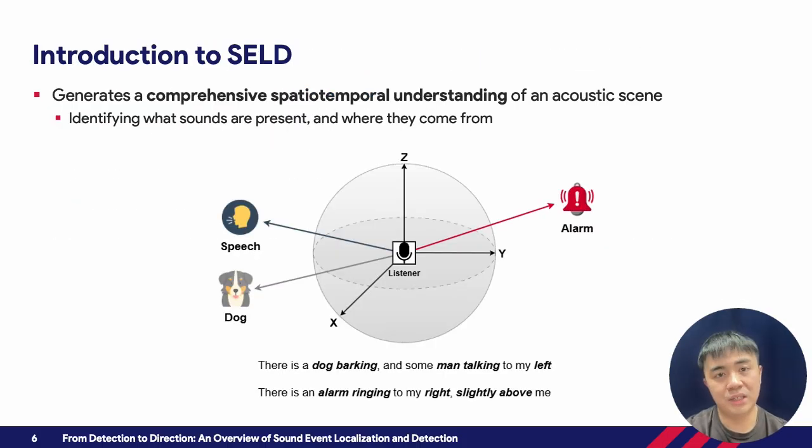Now, to put it simply, SELD generates a comprehensive spatial-temporal map of an acoustic scene. For example, let's take a look at this illustration. This is how we humans can listen and say, hey, there's a dog barking to my left and an alarm ringing to my right and slightly above me. An SELD system is designed to automatically produce that same level of understanding.